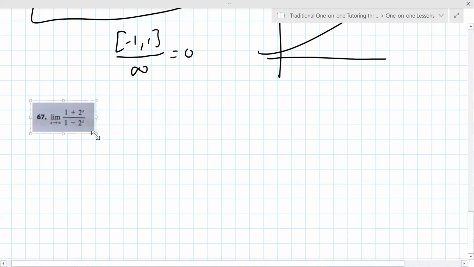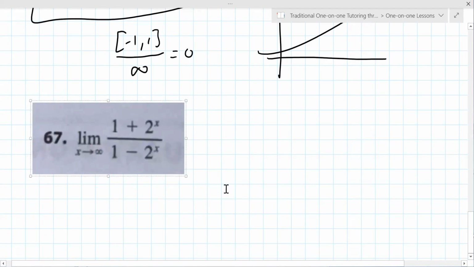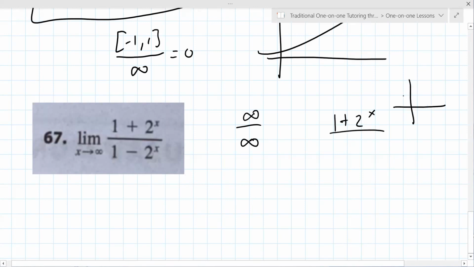All right. So limit as x goes to infinity, 1 plus 2 to the x over 1 minus 2 to the x. This is kind of infinity over infinity. What do I mean by that? What does 1 plus 2 to the x do, the numerator, when x goes to infinity? Do you have a visual of what this looks like graphically? Yep. It goes like that.